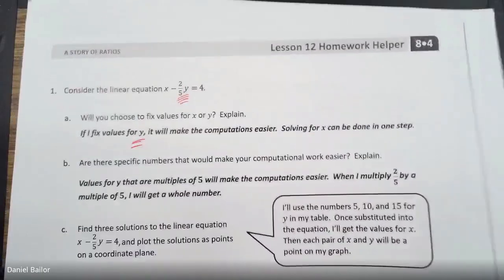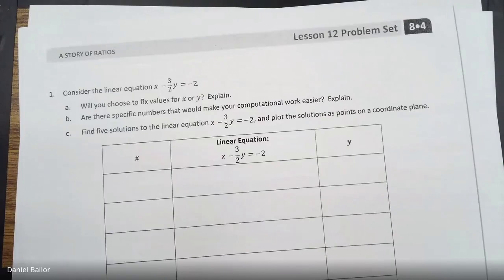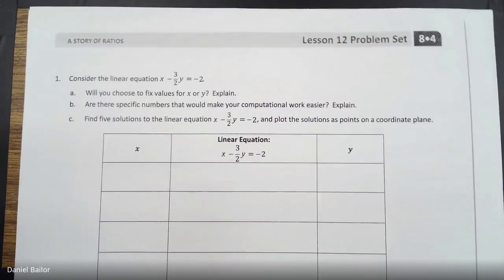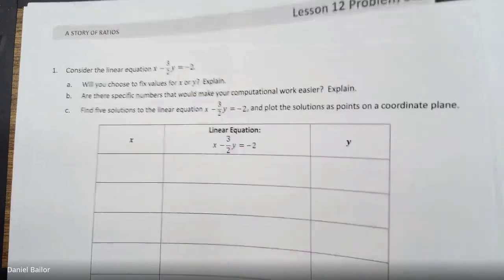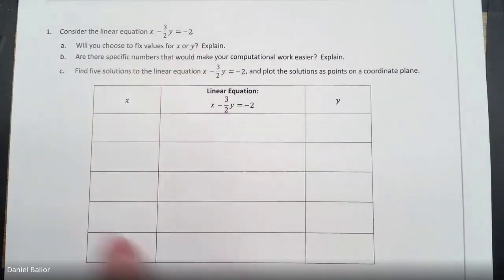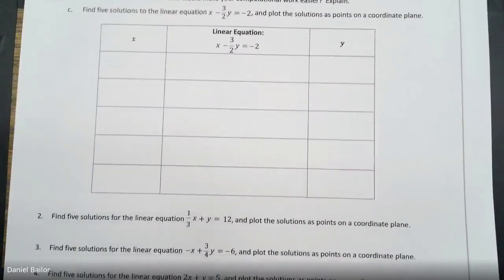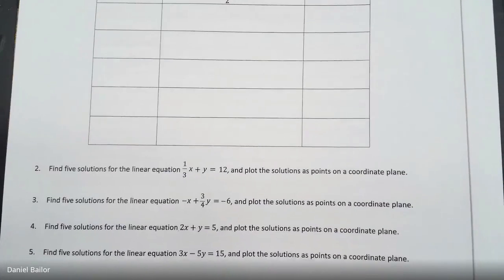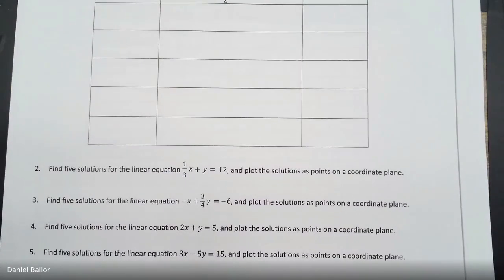But after you feel ready to go, work on the problem set on page 133. There's only one page of a problem set. It's doing the exact same work that we did. For number 1, it looks exactly the same. But for number 2, 3, 4, and 5, you're going to have to build your own table. So you're going to need some scratch paper.